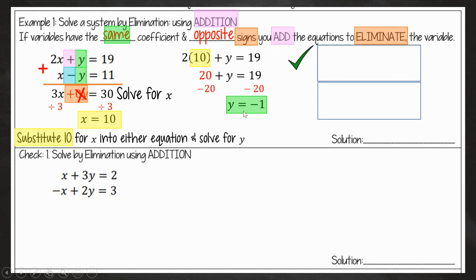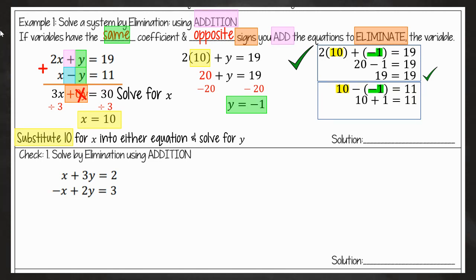Now it's time to check. So we're going to first plug in our x, y to our first equation. So 2x plus y becomes 2 times 10 plus a negative 1 equals 19. That simplifies to 20 minus 1 equals 19, and 19 equals 19. Then we're going to plug it into our second equation. x minus y equals 11. So if we do 10 minus a negative 1, that simplifies to 10 plus 1, which equals 11, and 11 does equal 11. So both our x and our y values check.